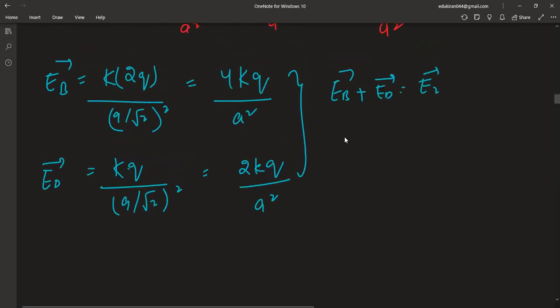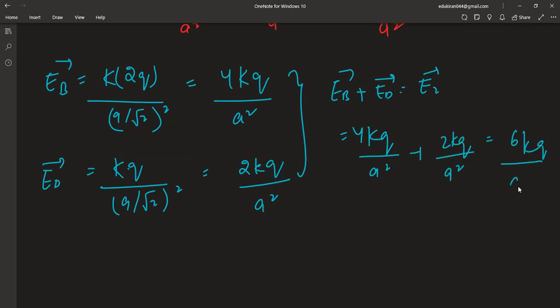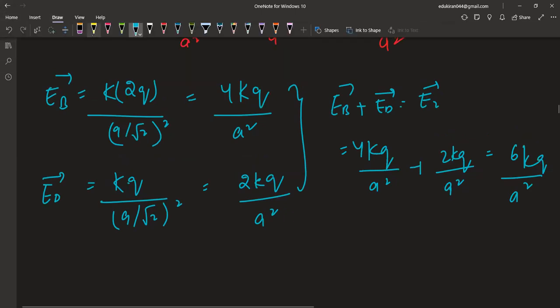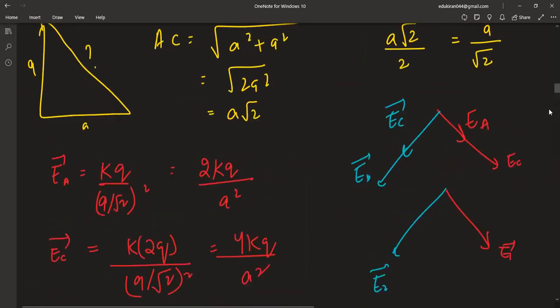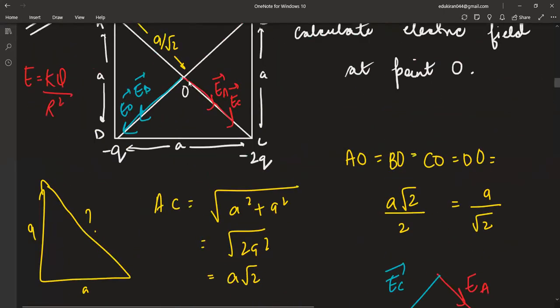So this becomes 4KQ by A square plus 2KQ by A square, which is 6KQ by A square again. Now, we have still not got our final value of electric field. We still have two values of electric field. One is E1, one is E2. What is E1? E1 is this. And what is E2? E2 is this.